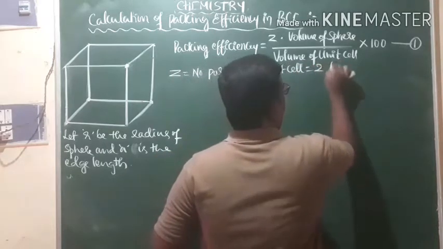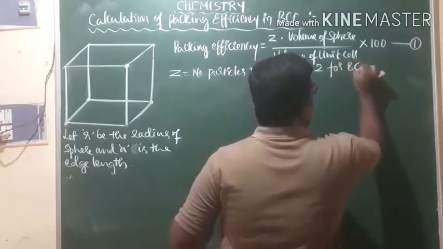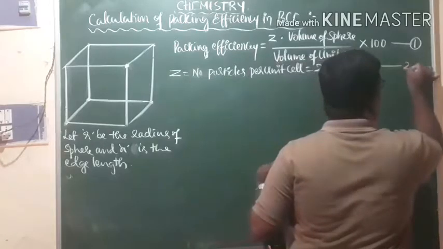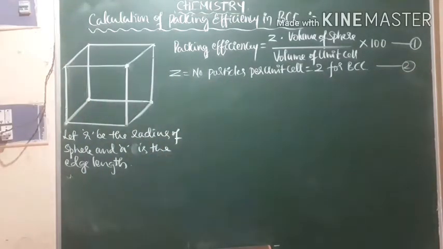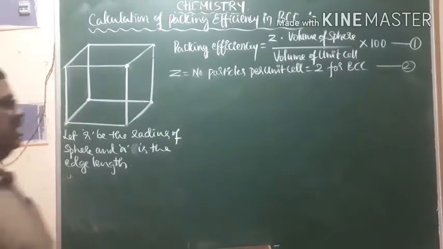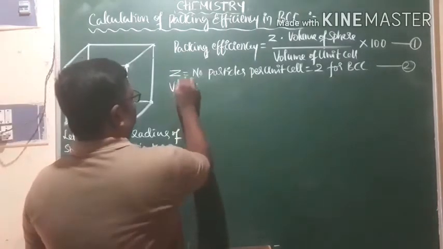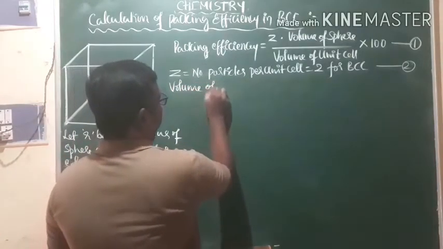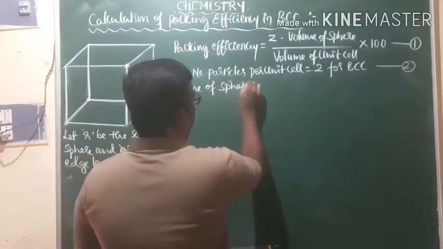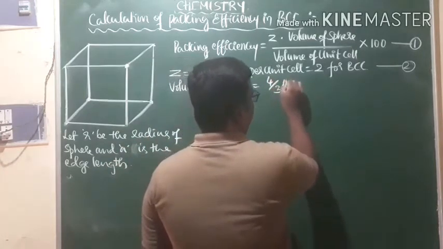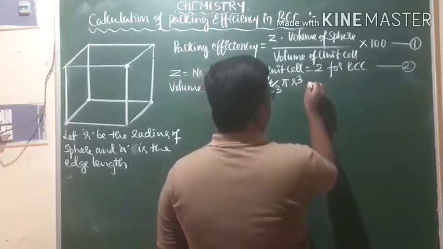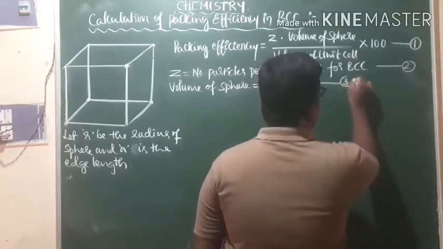That's equal to 2 for BCC. You just call it as equation 2. Z is the number of particles per unit cell, that's equal to 2 for BCC. Volume of sphere, you know already, that's equal to 4 by 3 pi r cube. You call it as equation 3.